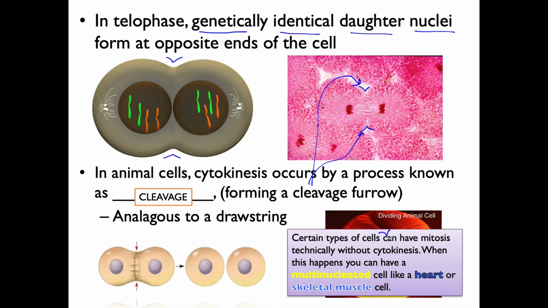Now, there are a couple of exceptions we should talk about here. Some types of cells can go through the mitosis process, and again, mitosis is the dividing of the nucleus, and it won't go through cytokinesis. So the logical outcome of that would be more than one nucleus in a cell? And the answer is yes. Okay, you can have multinucleated cells.